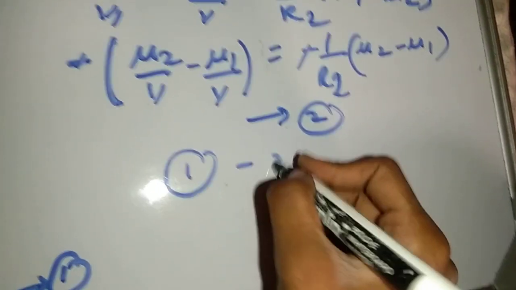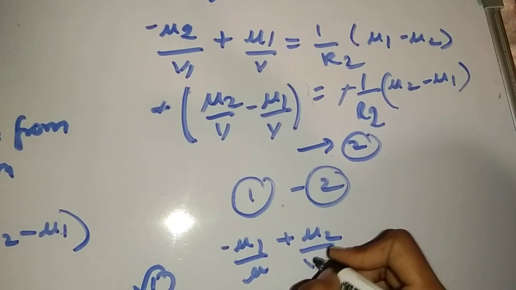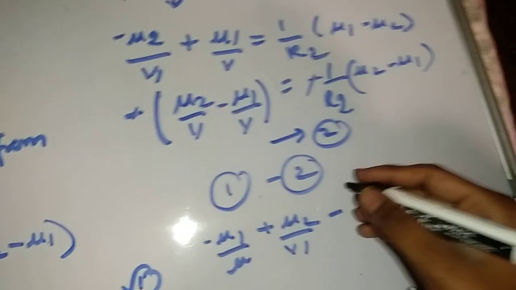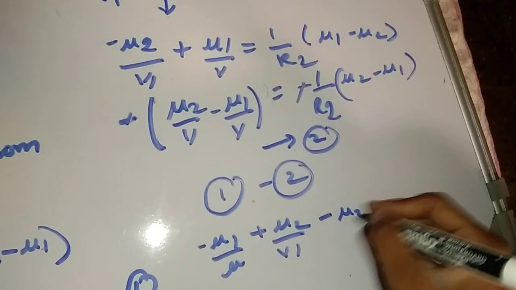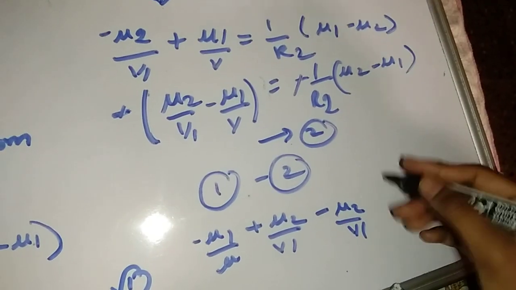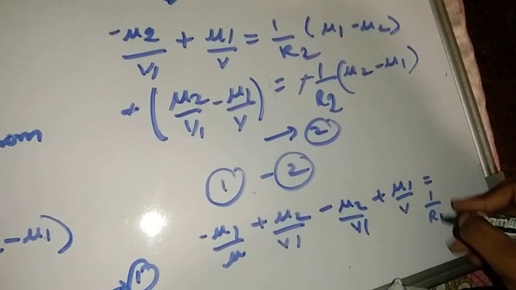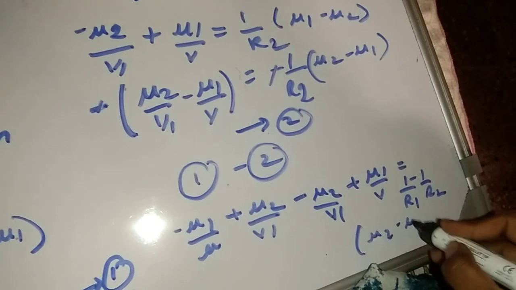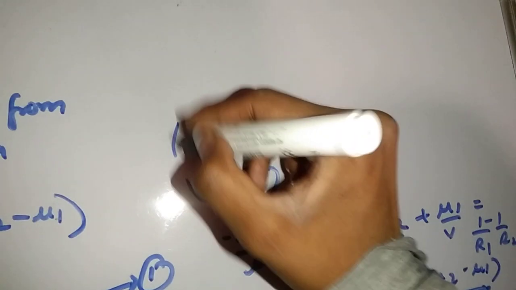Now let me subtract, equation 1 minus equation 2. So how do I subtract it? I'm going to get minus mu1 upon u plus mu2 upon v1, minus mu2 upon v1, and then minus into minus becomes plus, mu1 upon v, equal to 1 upon r1 minus 1 upon r2. Then again you need to take mu2 minus mu1 as common. Now after this, how do you do it? After this I'll do it above, okay?